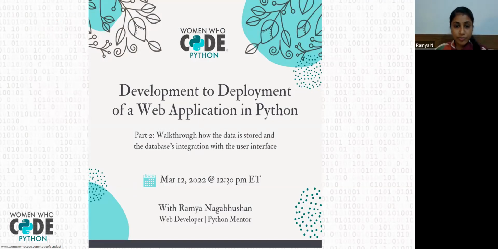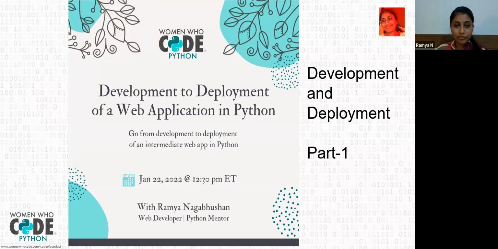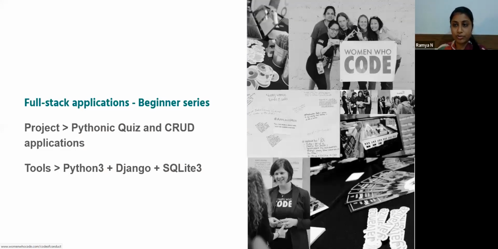And this is our part 2 about development to deployment of a web application in Python. And this is the part 1 where I talked about the development and started with the database side and deployment side. And today I'm going to cover the complete cycle, including the database, its integration, and accessing the database, and how the persistence happens.